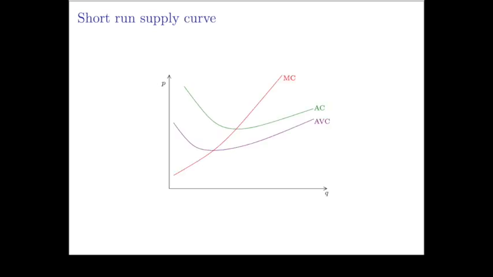So if we look at the marginal cost curve, and we look at the average cost and the average variable cost curve, any price below here, you're going to shut down. You're not going to produce anything. At any price above this, you're going to pick the quantity where marginal cost is exactly equal to the price.